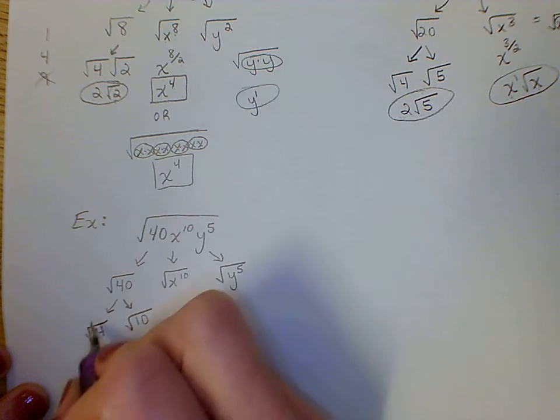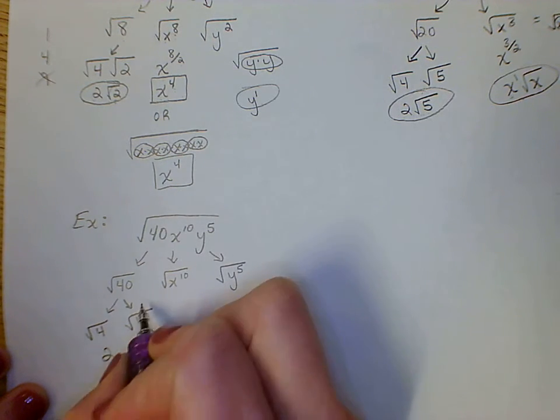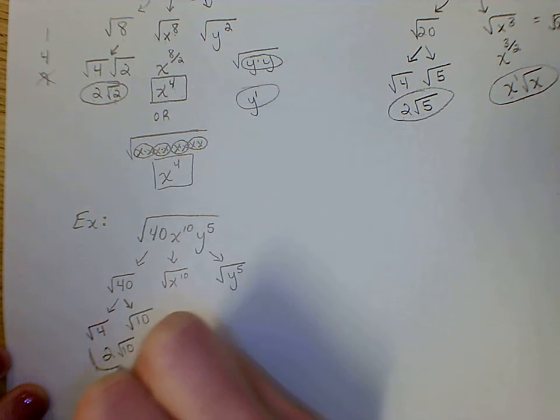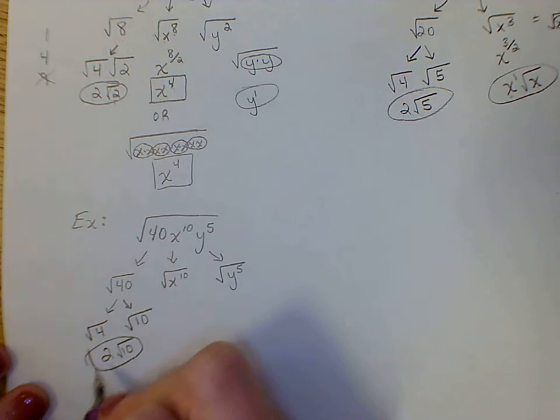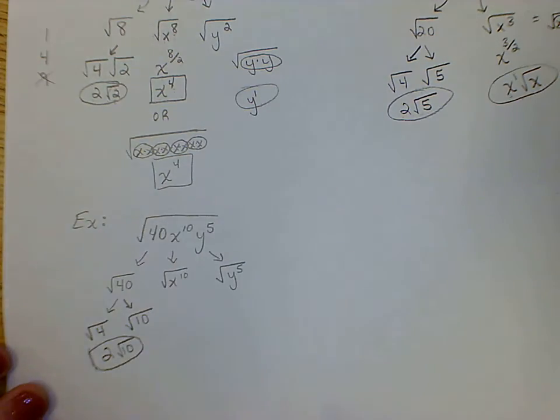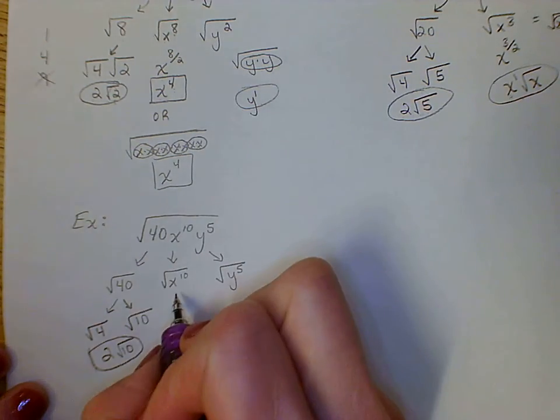Then you simplify. Square root of 4 is 2. And then the square root of 10 won't break down anymore. So that's kind of like a mini answer. So just circle it so it kind of stands out so that you can put it together in a minute with the other answers. And then this one, same story.